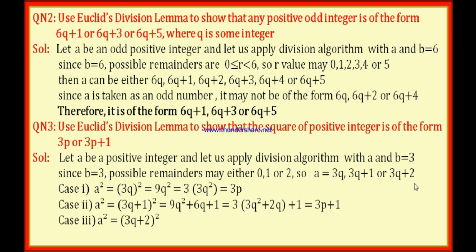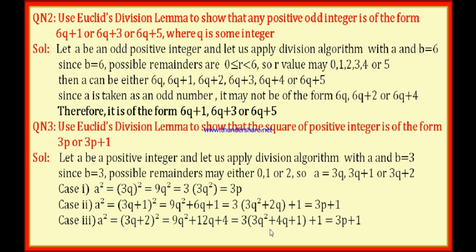Now the third case, if a is equal to 3q plus 2, then a square means 3q plus 2 whole square, which is in the form of a plus b whole square. a square means 9q square plus 2ab, 2 into 3q into 2, that is 12q, plus b square, 2 square is 4. Now you write this 4 as 3 plus 1 and take 3 common. If you take 3 common, then this is 3q square, in 12q it will be 4q, and from 3 plus 1 you take 1 inside and 1 is separate, therefore this is plus 1.